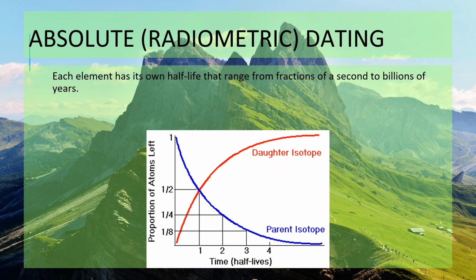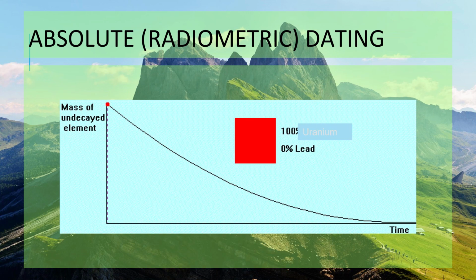As the proportion of your sample that is the parent isotope decreases, the proportion that is your daughter isotope, the thing we get after it's decayed, will increase, and they'll happen at the same rate. All right, so here's our little animation. We have uranium decaying to lead. And we see that as the uranium decreases, the lead increases at the same amount, the same rate.